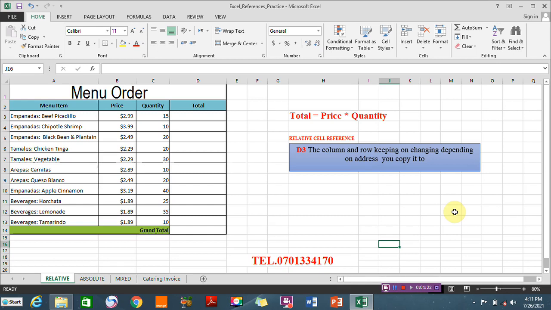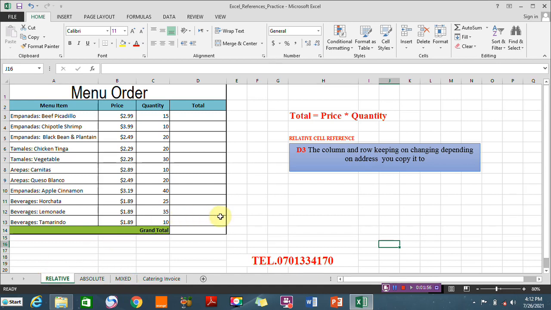How many types of cell referencing do we have? We have 3 types: the relative cell reference, the absolute cell reference, and the mixed. But at times some people say there are 4 types of cell referencing because the mixed is divided into 2. That makes it a 4. So they can as well be right. And in our video, we are actually going to begin with the relative.